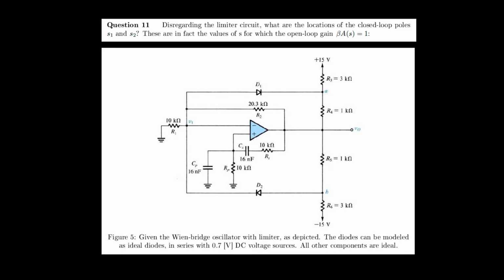This video will discuss question 11, which goes as follows. Disregarding the limiter circuit, what are the locations of the closed loop poles S1 and S2? These are in fact the values of S for which the open loop gain beta A is 1. Now to solve that question, we should first find an analytic expression for beta.